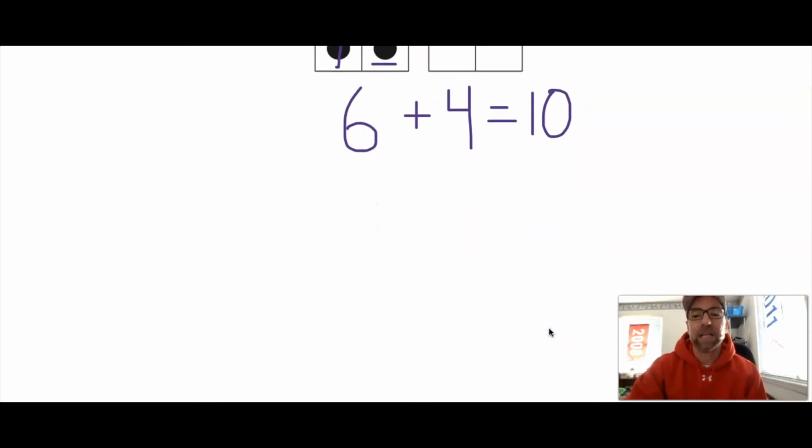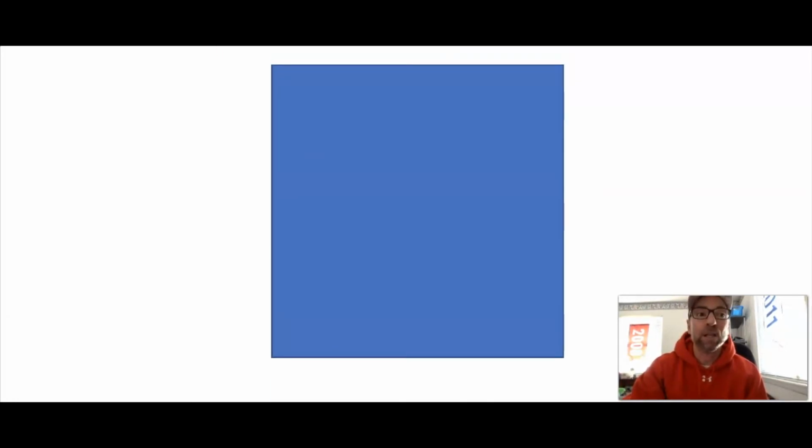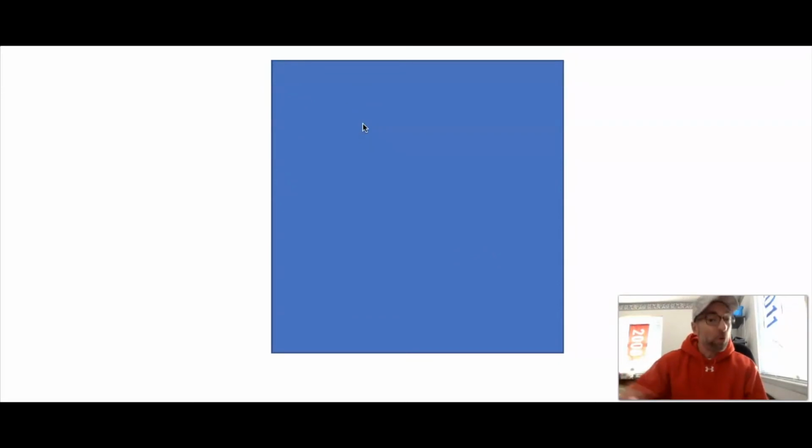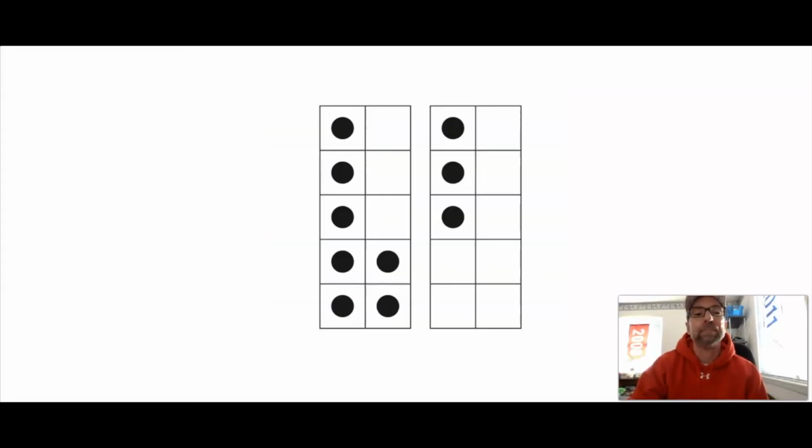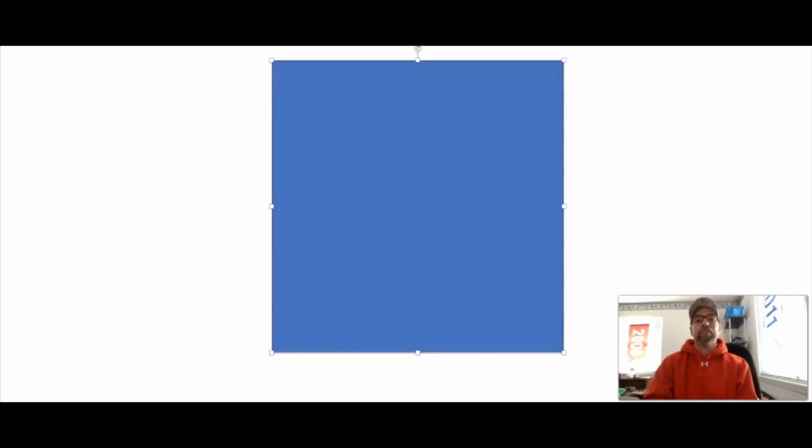All right, let's take a look at another one. And this one is also a double 10 frame. So clear off your whiteboard. See if you can write this number model before time is up. Here we go. Eyes on the screen. How many dots do you see staring right back at me? You don't have time to count every dot. We have to look for patterns. Let's take a look.